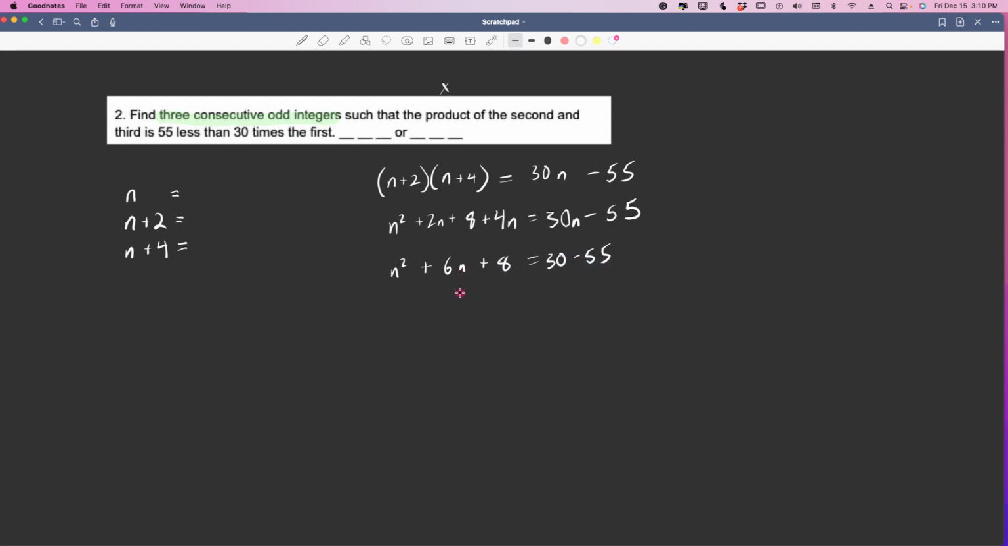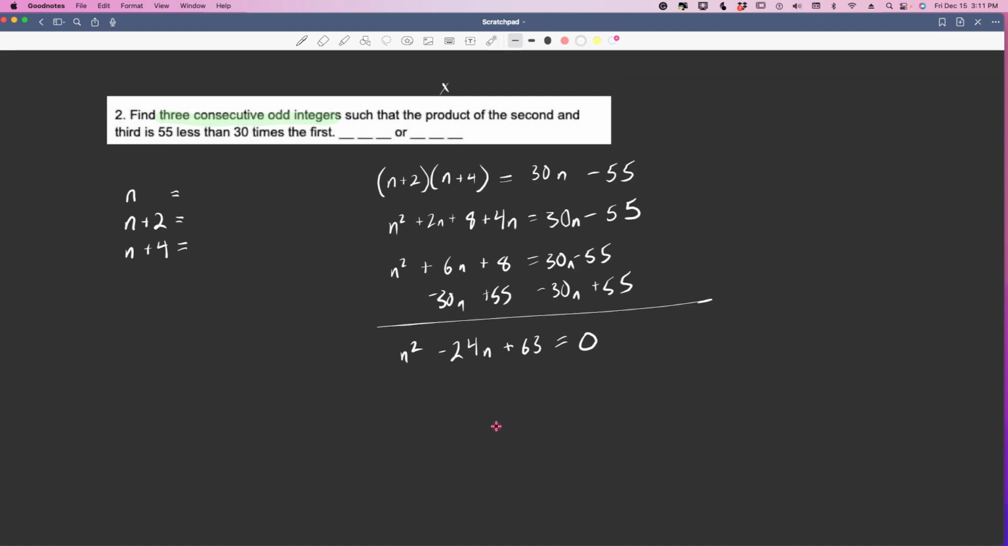So I am going to subtract 30n and add 55 to both sides. N squared minus 24n plus 63 is equal to 0.